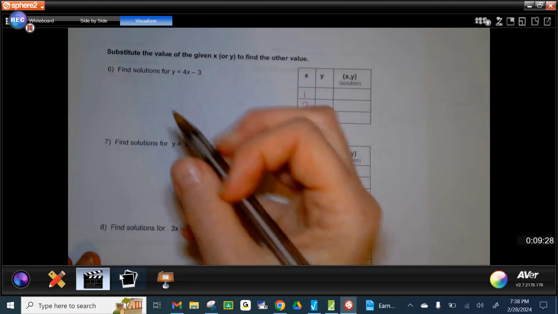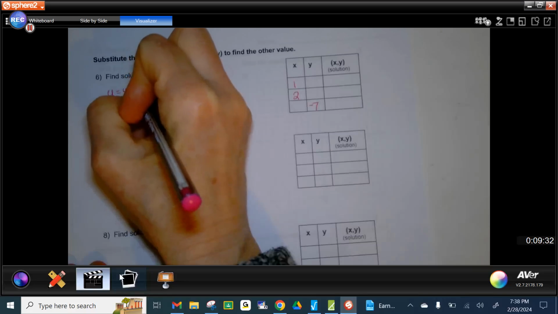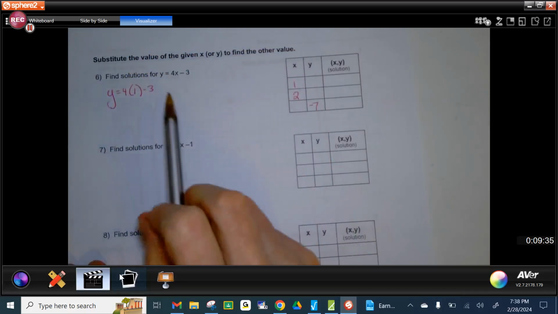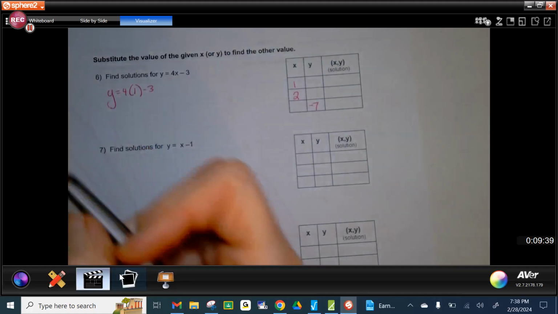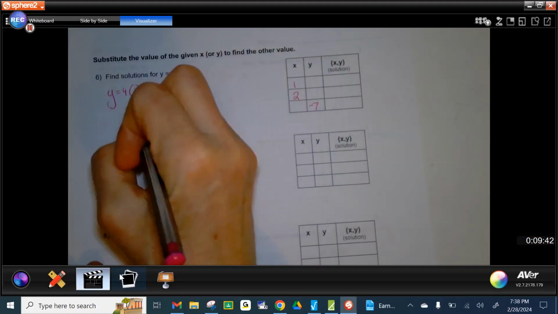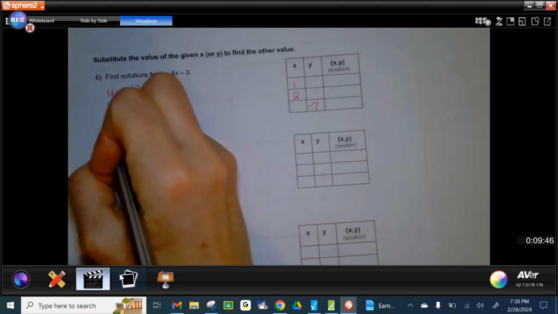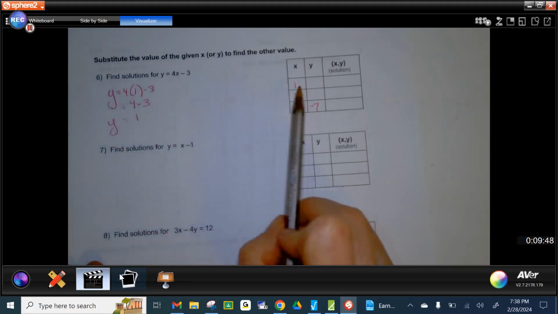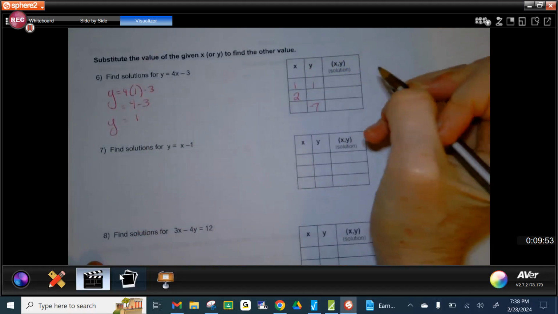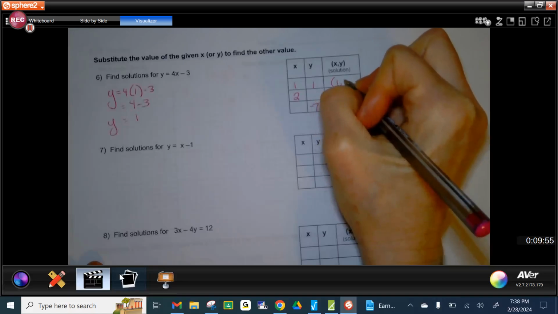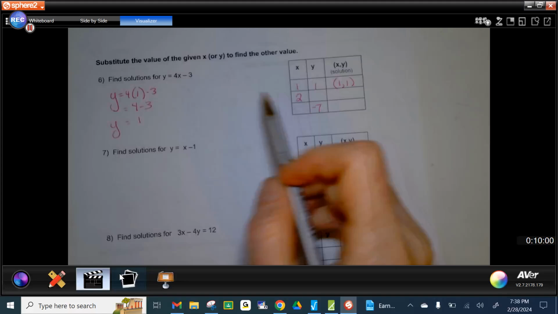So I'm going to put 1 in for x. So y equals 4 times 1 minus 3. Okay, so I've put only the x value in now, and now I'm going to do the math to find the y value. So 4 times 1 is 4 minus 3. Okay, so 4 minus 3 is equal to 1. So when x equals 1, y equals 1. So I'm going to put my 1 in there, and so my solution is this ordered pair, 1, 1.